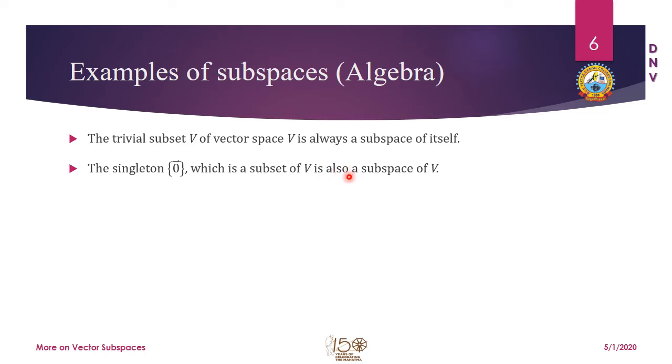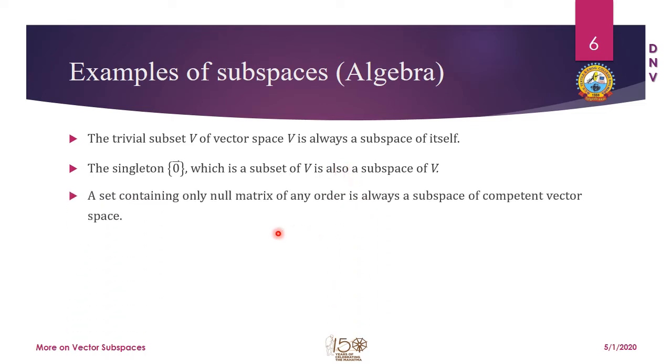Another example we are going to take: a set containing only the null matrix of any order is always a subset of a competent vector space. Null matrix of any order, that is M cross N. Then the competent vector space will be the space of matrices consisting of matrices of order M cross N, and that is why I have written the competent vector space.